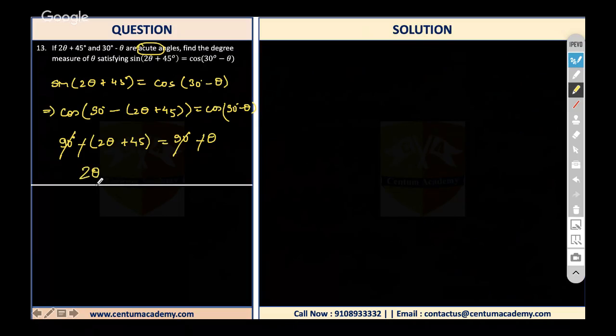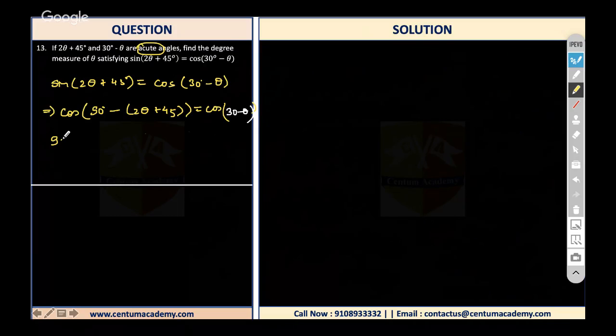Oh no, sorry, my bad, this is not what happens. So please be very careful while writing. This is cos of 30, not 90. Anyway, let me just delete this step. Yeah, I was startled because I was getting theta as negative. So this is how you check also. So if you see, cos of (90 minus (2 theta plus 45)) is cos of (30 minus theta).